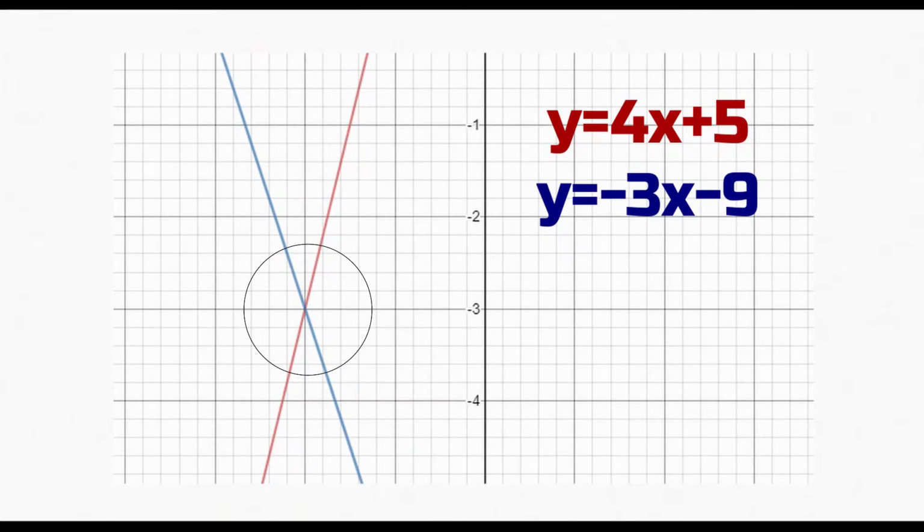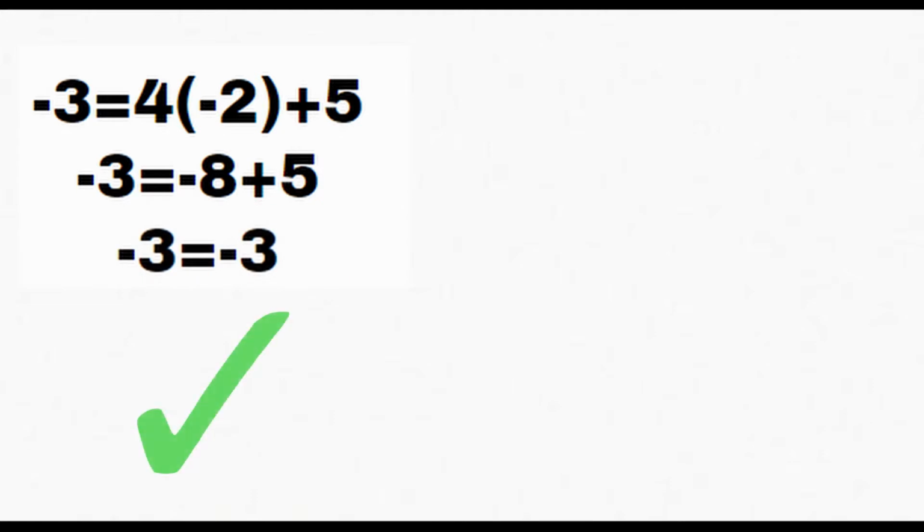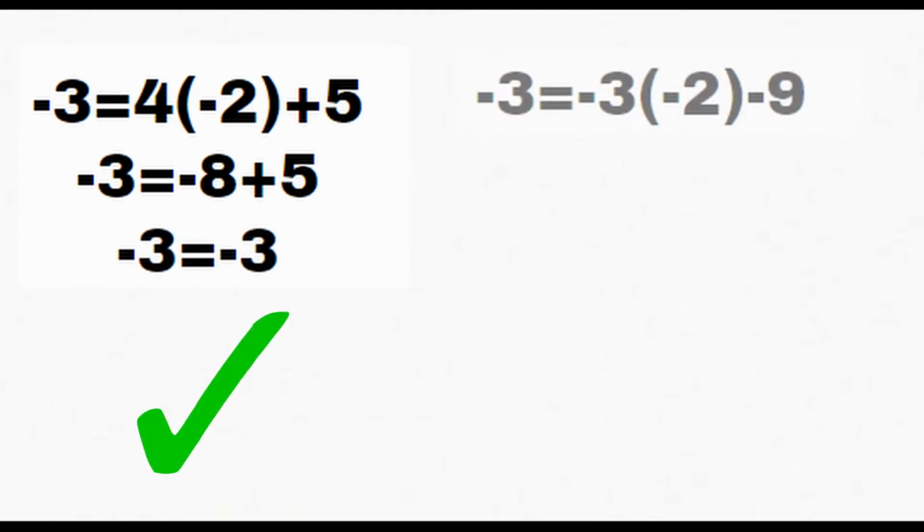We can check our work in a few different ways. One of them is by making a graph. After making the graph and drawing both lines, you can see that the point of intersection is indeed negative 2 and negative 3. We can also check our work algebraically. By plugging in negative 3 for y and negative 2 for x, we can see that both equations do in fact work.